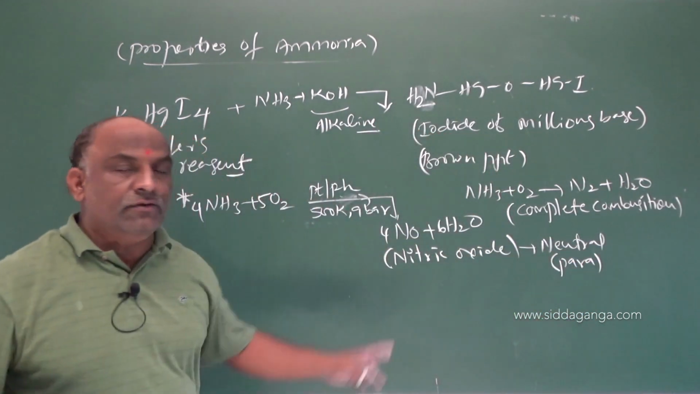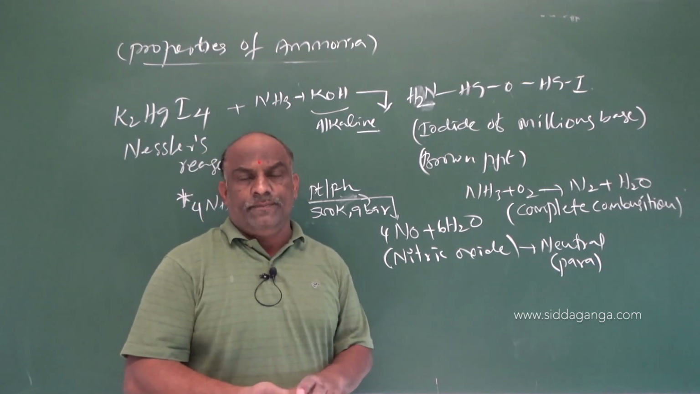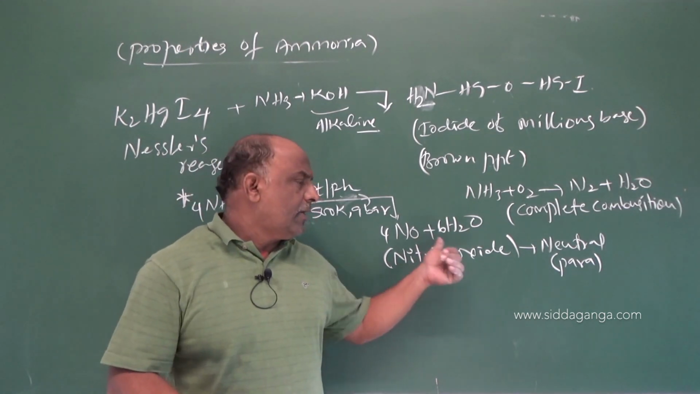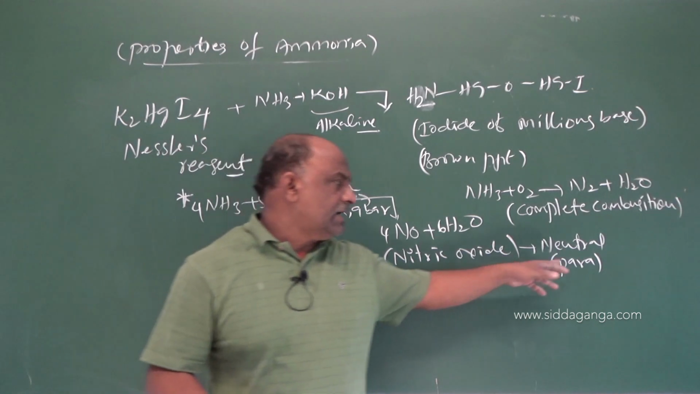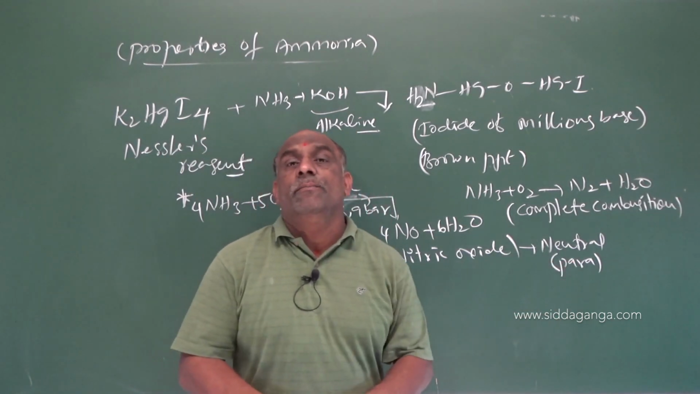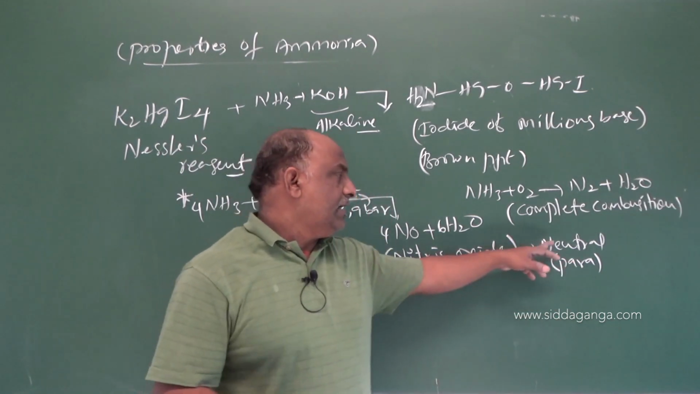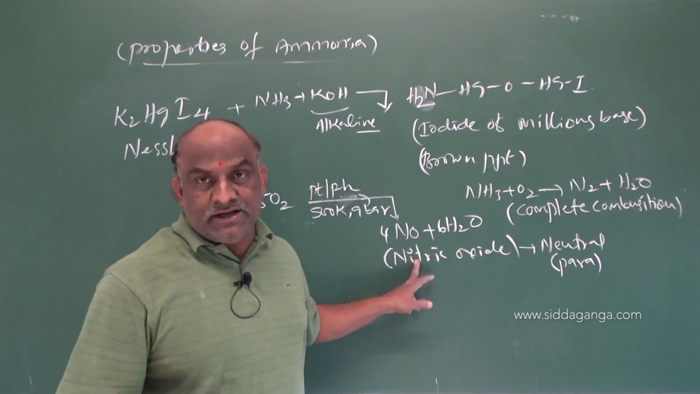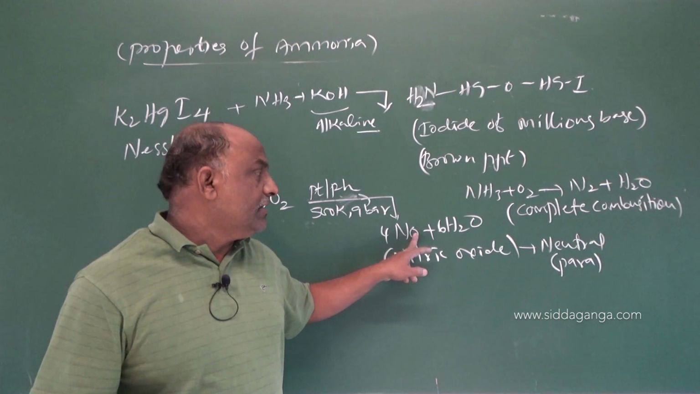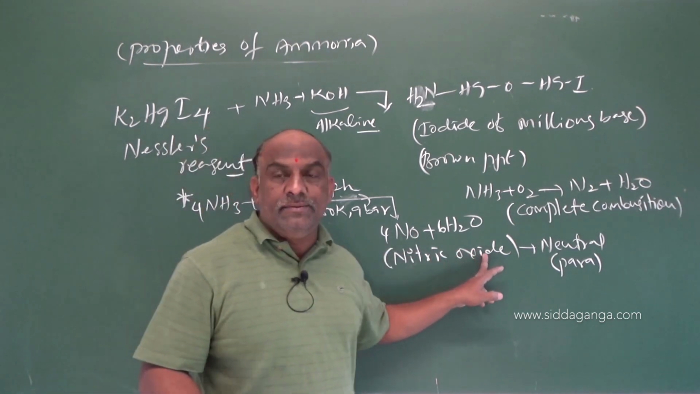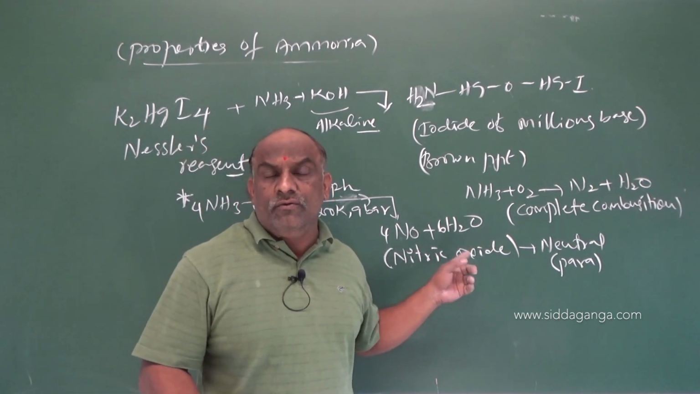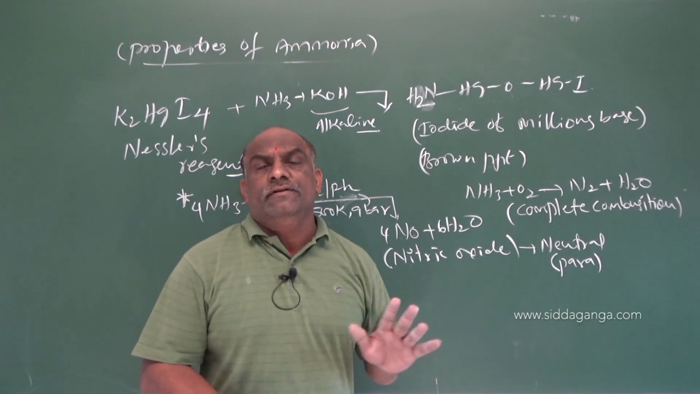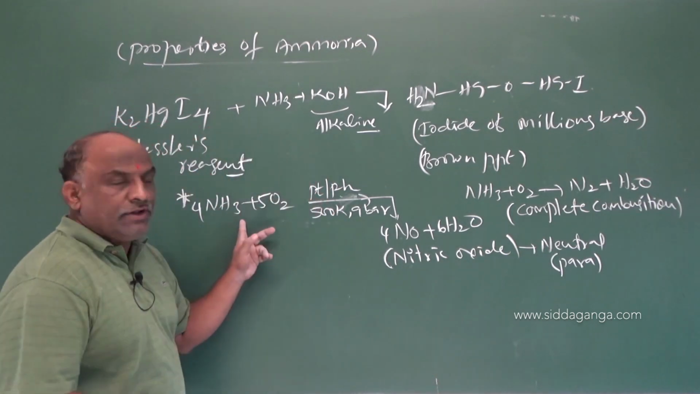It is NO: 7 plus 8, 15 electrons. According to the molecular orbital energy level diagrams, we decide which substance it is? Paramagnetic substance. And this is a neutral oxide, and it is a colorless oxide. Colorless oxide, not acid. Nitric oxide molecular formula is NO. Very, very important, this reaction, oxidation of ammonia.